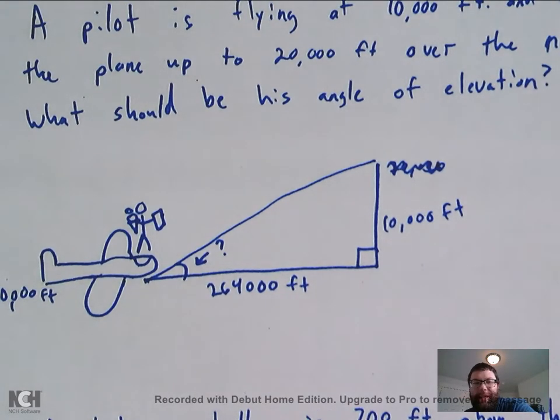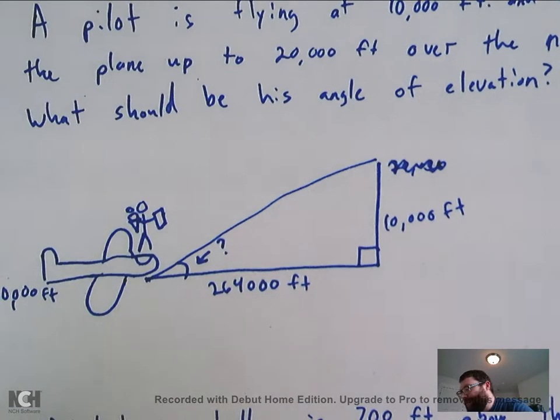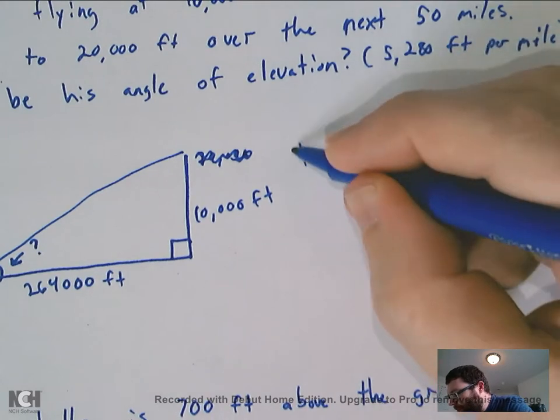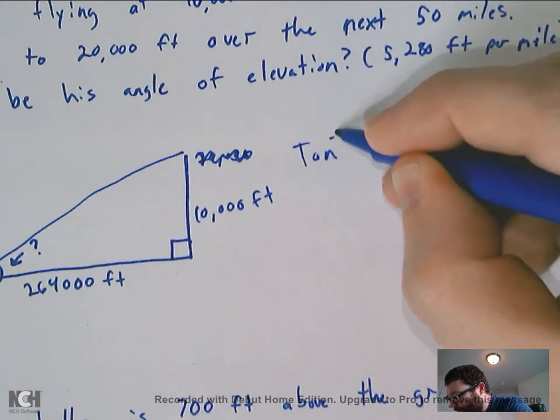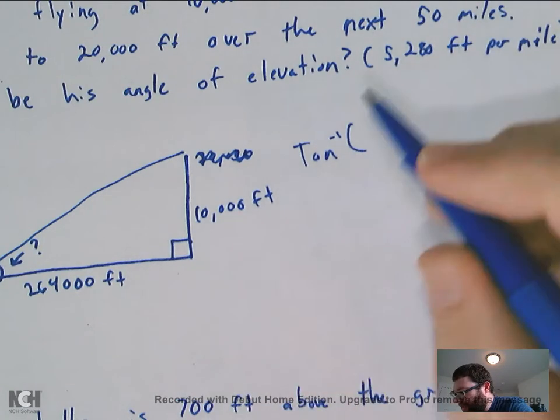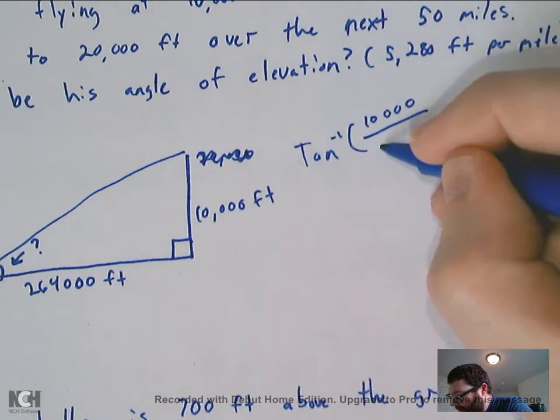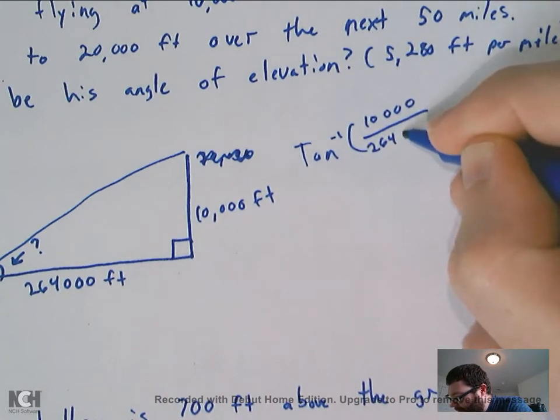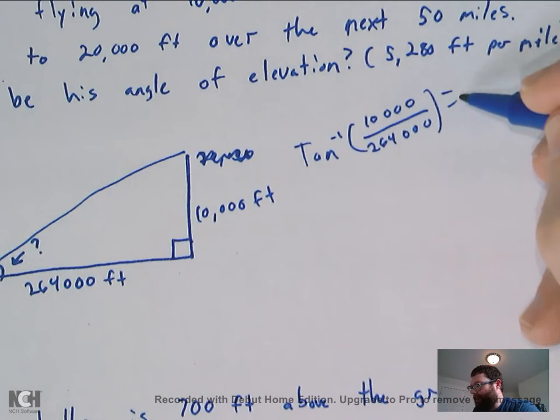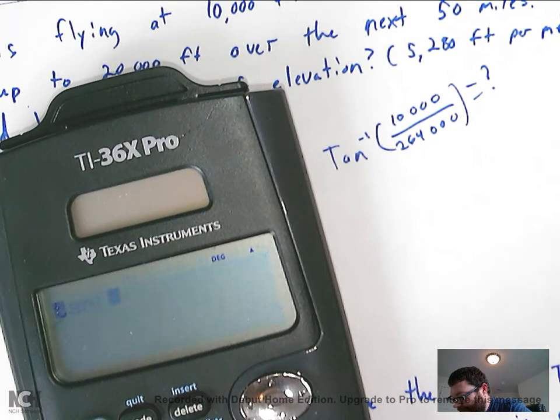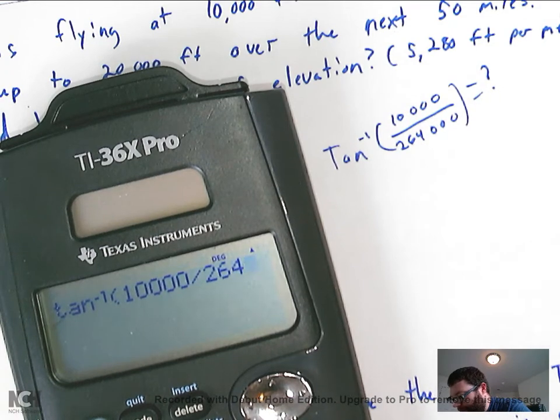So this is going to be an inverse function, and opposite and adjacent is tangent. To figure out that angle of elevation, I would do the tangent inverse of my ratio. Opposite is 10,000, adjacent is 264,000, and that should equal my question mark. So let's try it out. Tangent inverse of 10,000 divided by 264,000.